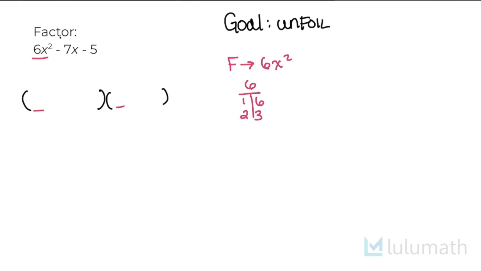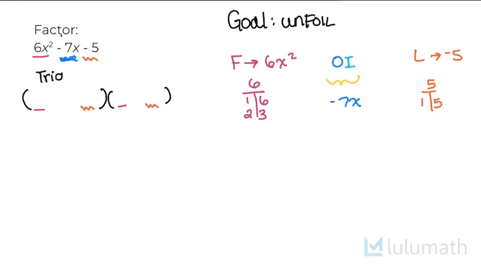We also know that this negative 5 that we have here is going to come from our last terms that we will multiply together. So we know our last will be negative 5. But again, we're not going to worry about the fact that this is negative until we get to the final stages of our factoring. So what are some numbers I can multiply together to give me 5? Well, 5 is nice. It's a prime number, so I just need to do 1 and 5. Now, we know that our outer and our inner terms are going to add up together to give us this negative 7x. So let's go ahead and start our first trial.